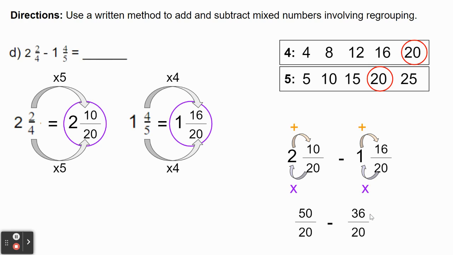Now we can subtract 50/20 minus 36/20 equals 14/20. So our difference, or answer to a subtraction problem, is 14/20.